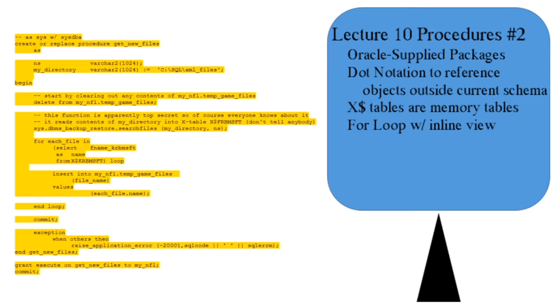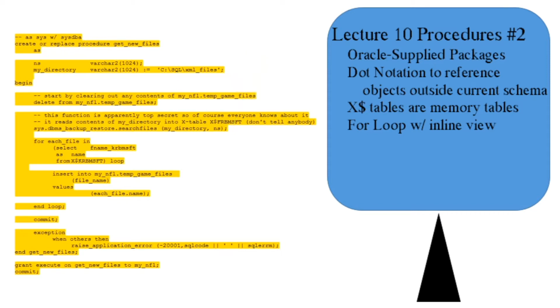If you'll recall, we started out by logging in as sys and creating a little procedure called get new files. This procedure leveraged the Oracle predefined procedure called dbms backup and restore search files. This procedure works like the old classic dir command in DOS or an ls in Unix. Net, I want a listing of all the files in this directory.